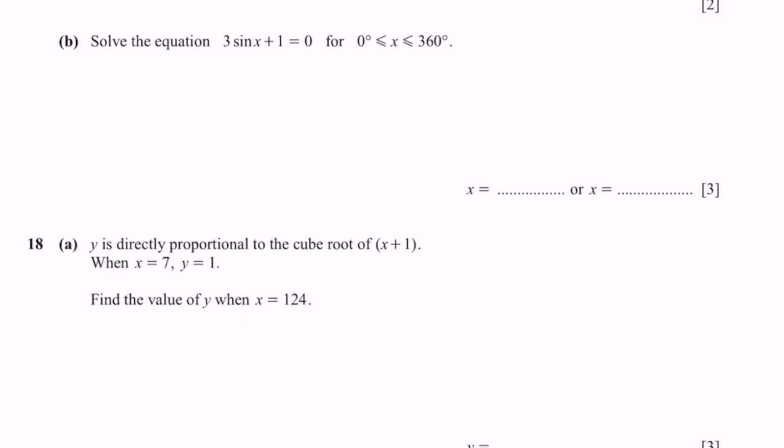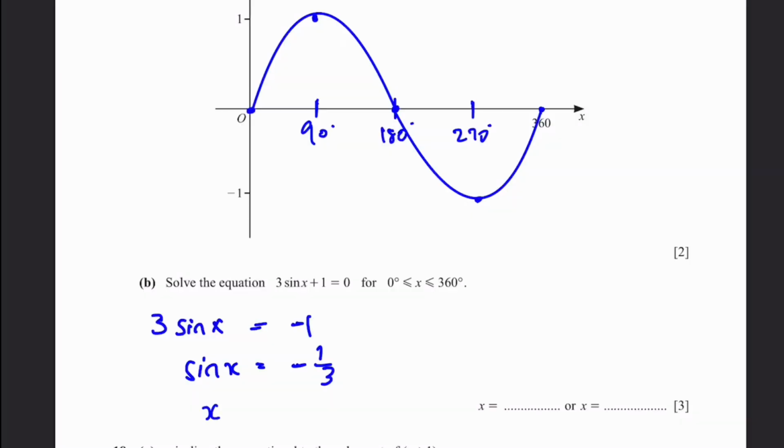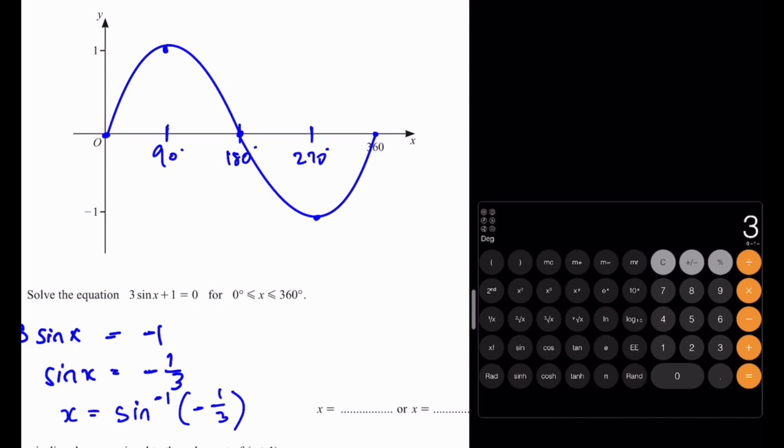B. Solve the equation 3 sine x plus 1 is equal to 0. That means 3 sine x is equal to negative 1. Sine x is equal to negative 1 by 3. Now x will be equal to the sine inverse of negative 1 by 3. And now let's get a calculator out. Let's put negative 1 by 3. And now we can put a sine inverse of that, like this. And we get the answer as approximately negative 19.5, minus 19.5.